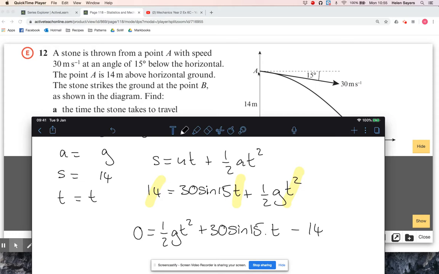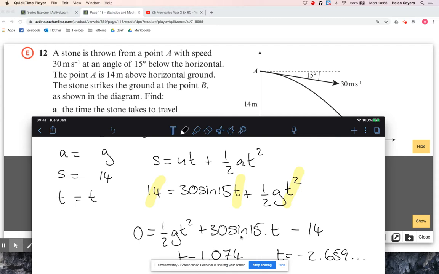I'm going to go straight to my calculator and use quadratic solve mode. I'm going to enter the half g and the 30 sine 15 when I enter my values of a and b, so I'm not going to lose any accuracy from rounding. I enter a as a half times 9.8, b as 30 sine 15, and c as minus 14. And I get t is 1.074. Yeah, that'll do, I think. And t is minus 2.659.